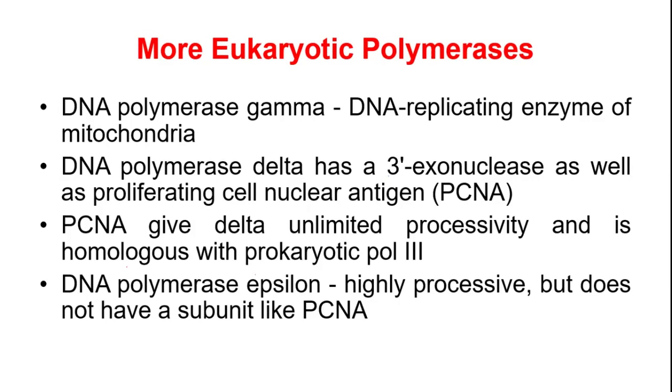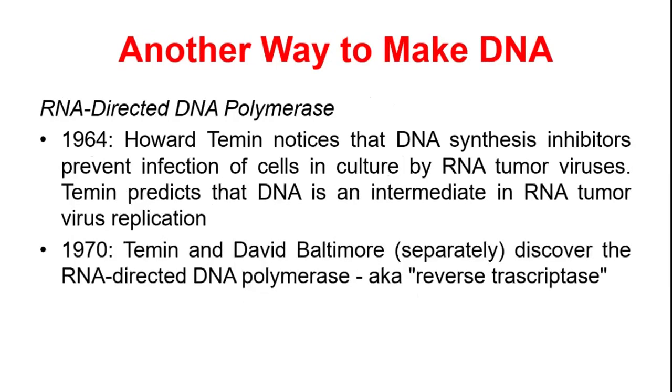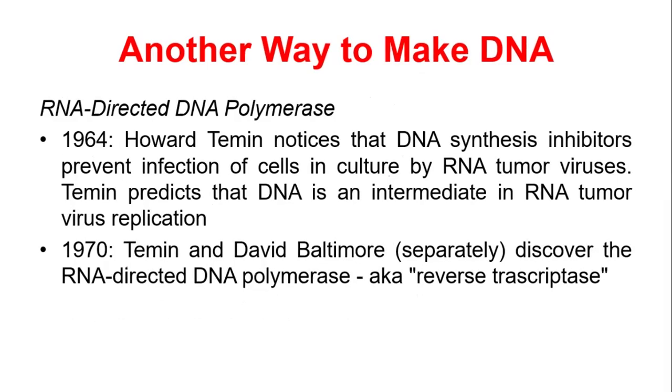proliferating cell nuclear antigen. Now, another way to make DNA was reported in 1964 by Howard Temin, who noticed that DNA synthesis inhibitors prevent infection of cells in culture by RNA tumor viruses. So Temin predicted that DNA is an intermediate in RNA tumor virus replication. So that by 1970, Temin and Baltimore were able to report the fact that there is an enzyme that can reverse transcribe DNA.